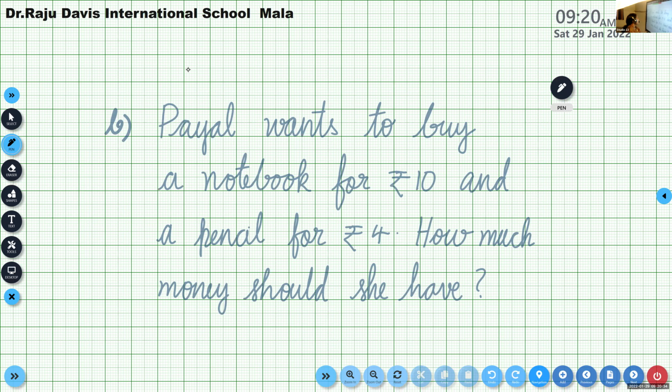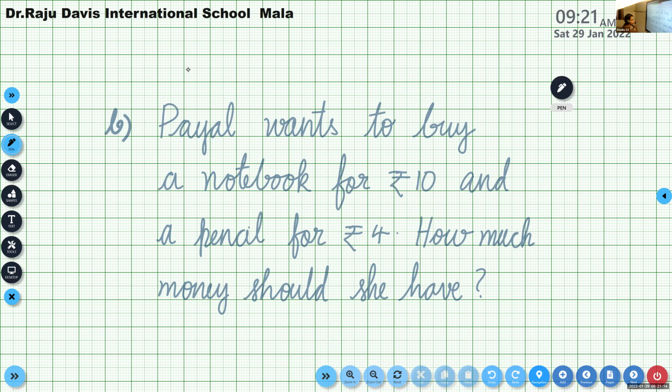Payal wants to buy a notebook for ₹10 and a pencil for ₹4. How much money should she have? Those who have completed, try to read the question. Niveda, read the question. I will help you.